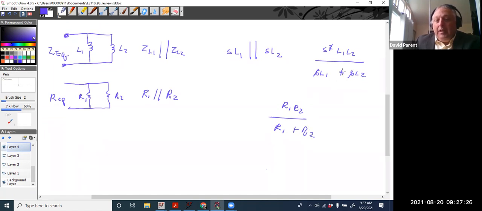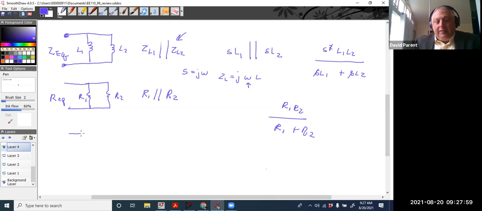And because this is a frequency dependent component, because S equals J omega, so ZL equals J omega L. The higher the frequency, the bigger the impedance. The answer has to have frequency in it. This had no frequency component, and so you could just do it like that.